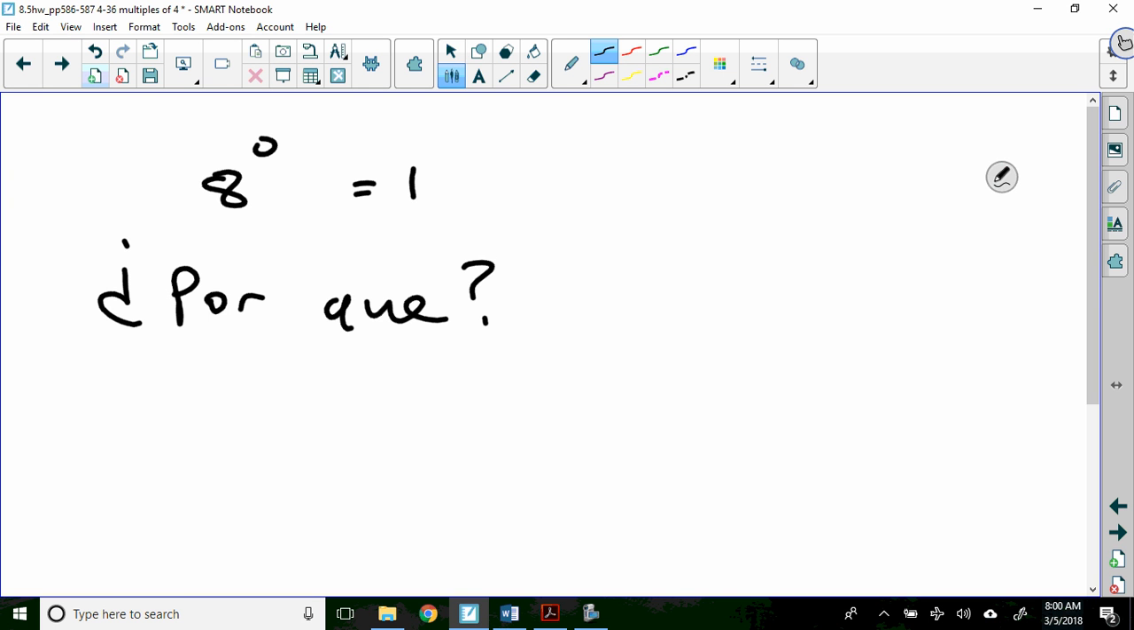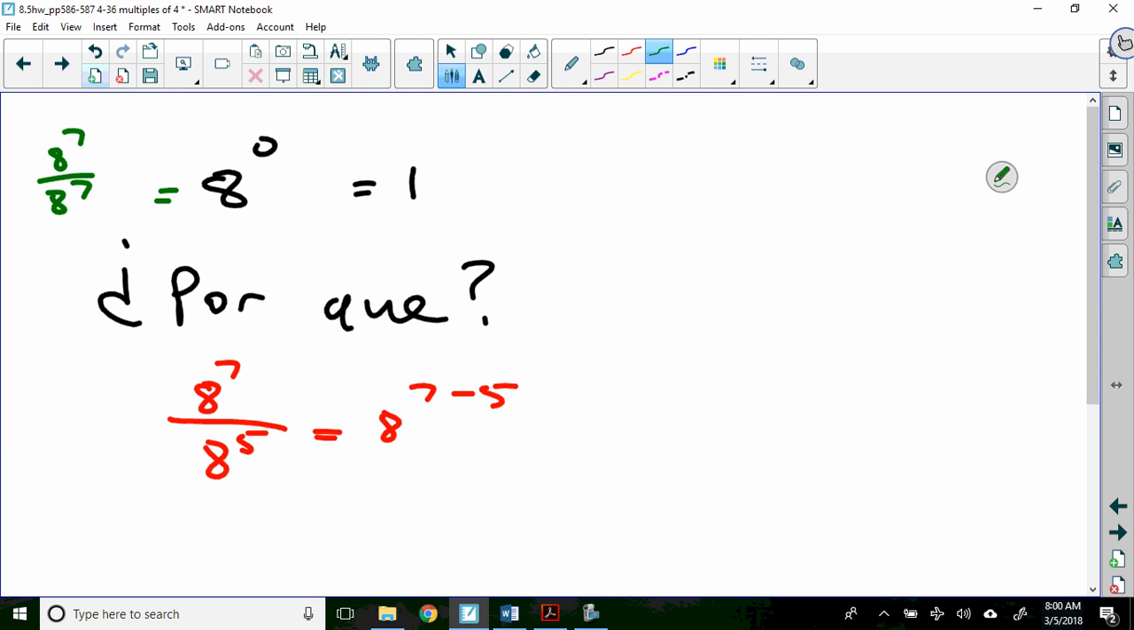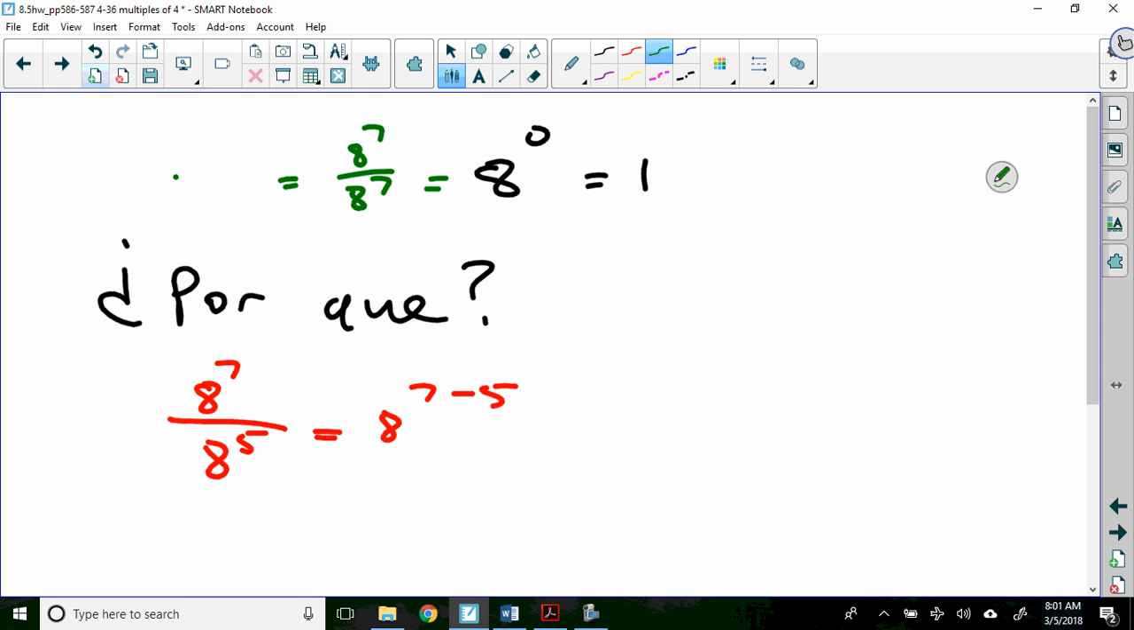If you think about your exponent rules, if you had something like 8 to the 7th over 8 to the 5th, that's 8 to the 7 minus 5. Well, in the case of 8 to the 0, that might be having something like 8 to the 7th over 8 to the 7th, which would be like 8 to the 7 minus 7. And you know when you divide something by itself, you get 1. So that's why, because you're dividing something by itself.